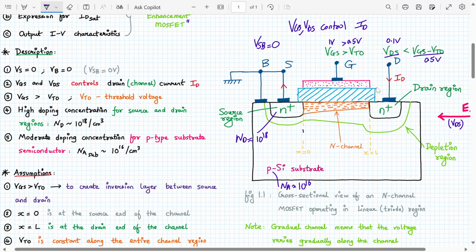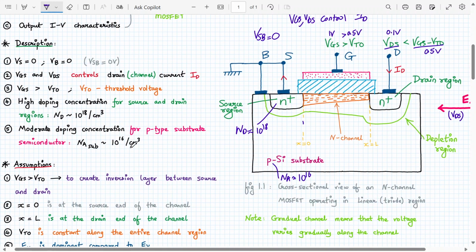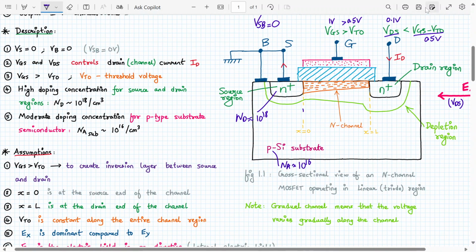So more carriers are there over here per centimeter cube. Similarly here also we'll have Nd. So doping concentration is higher in the source region and drain region. It's highly doped, whereas we have moderate doping for p-type silicon. So here is what is written over here. Now let us go into assumptions. I hope it is clear so far.